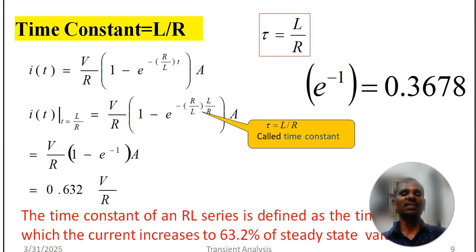So if we simplify this, we will be getting V by R bracket 1 minus e power minus 1. So we already know that e power minus 1 is equal to 0.3678. So V by R into 1 minus 0.3678. So we will be getting 0.632 V divided by R. The time constant for RL series is defined as the time during which current increases to 63.2% of its steady state value.